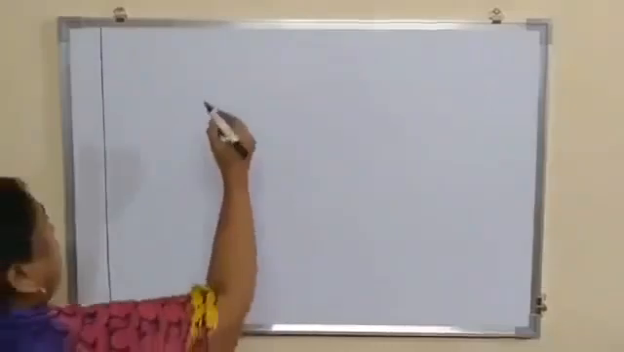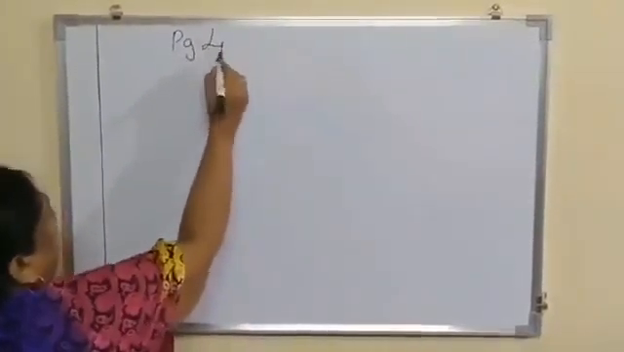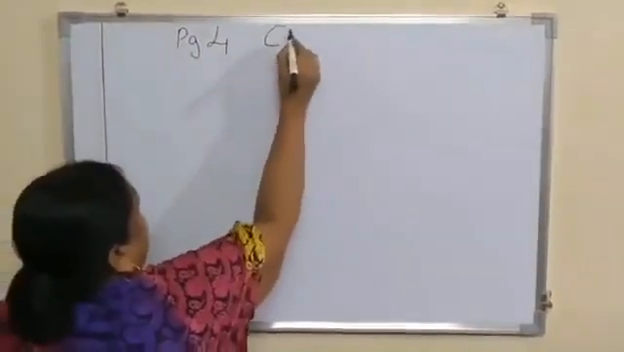Now let us see how to write in the notebook. In your notebook you will take a new page. You will write there page 4 on the top. Write the heading there, circle.